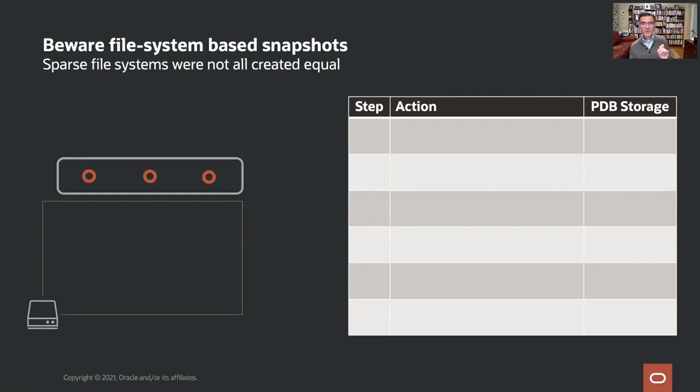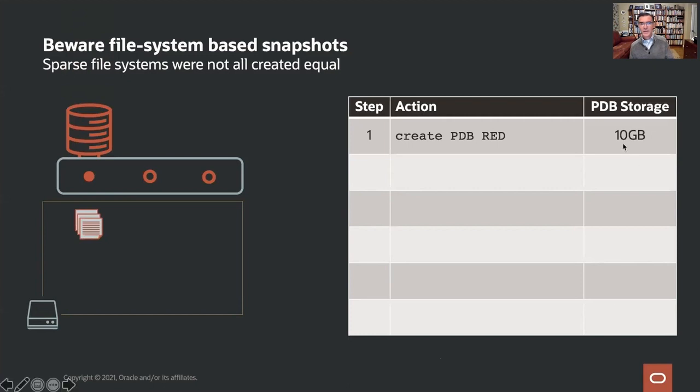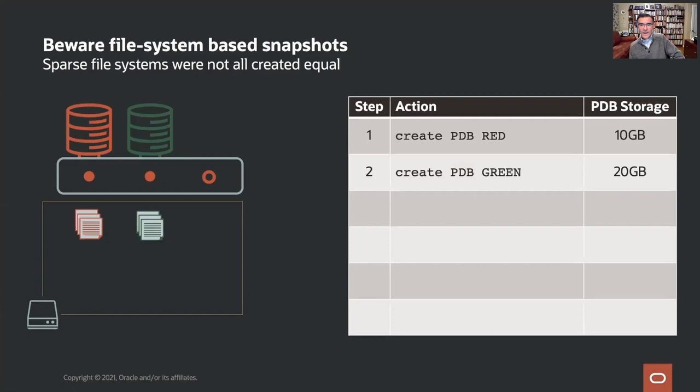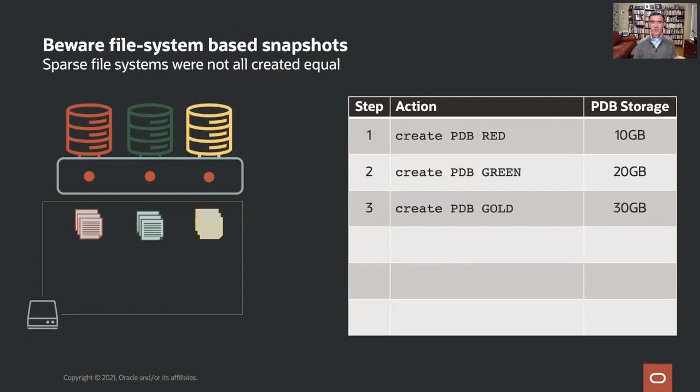So we'll start by creating the first PDB, red. Let's assume it consumes 10 gigabytes. So the total storage for the PDB is now 10 gigs. Now we create PDB green, another 10 gigs, and PDB gold. So each of these consumes 10 gigs. So of course, our total storage is now 30 gigs here on the right-hand side. Now, we're going to drop PDB green.